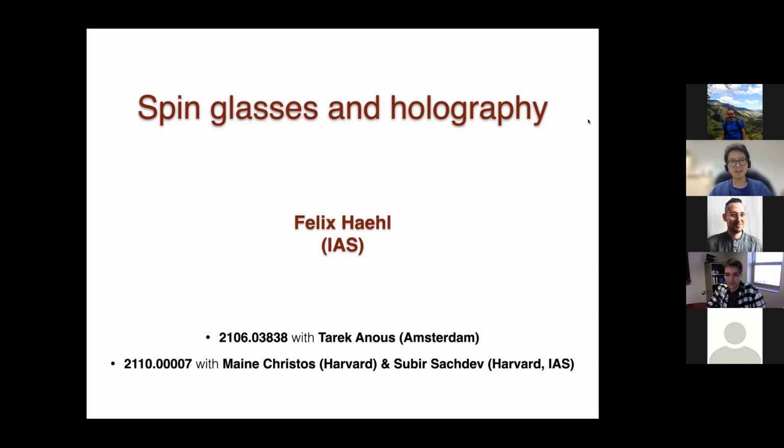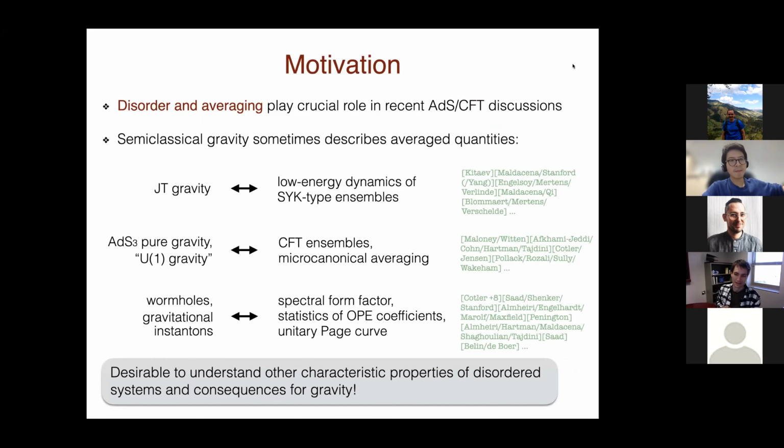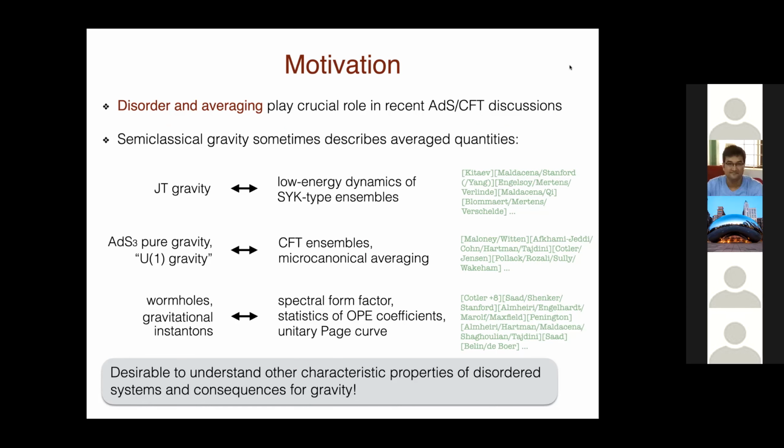with Tarek from Amsterdam on a different model of spin glasses, and the motivation will be to understand some of that physics in the context of AdS/CFT, connected to some of the other things the community is thinking about. Here is the big picture: in many of these recent discussions about AdS/CFT, disorder and averaging over ensembles or various other notions of averaging have played a crucial role in many of the insights that people have come to. For example, we have learned that sometimes semi-classical gravity seems to describe averaged quantities.